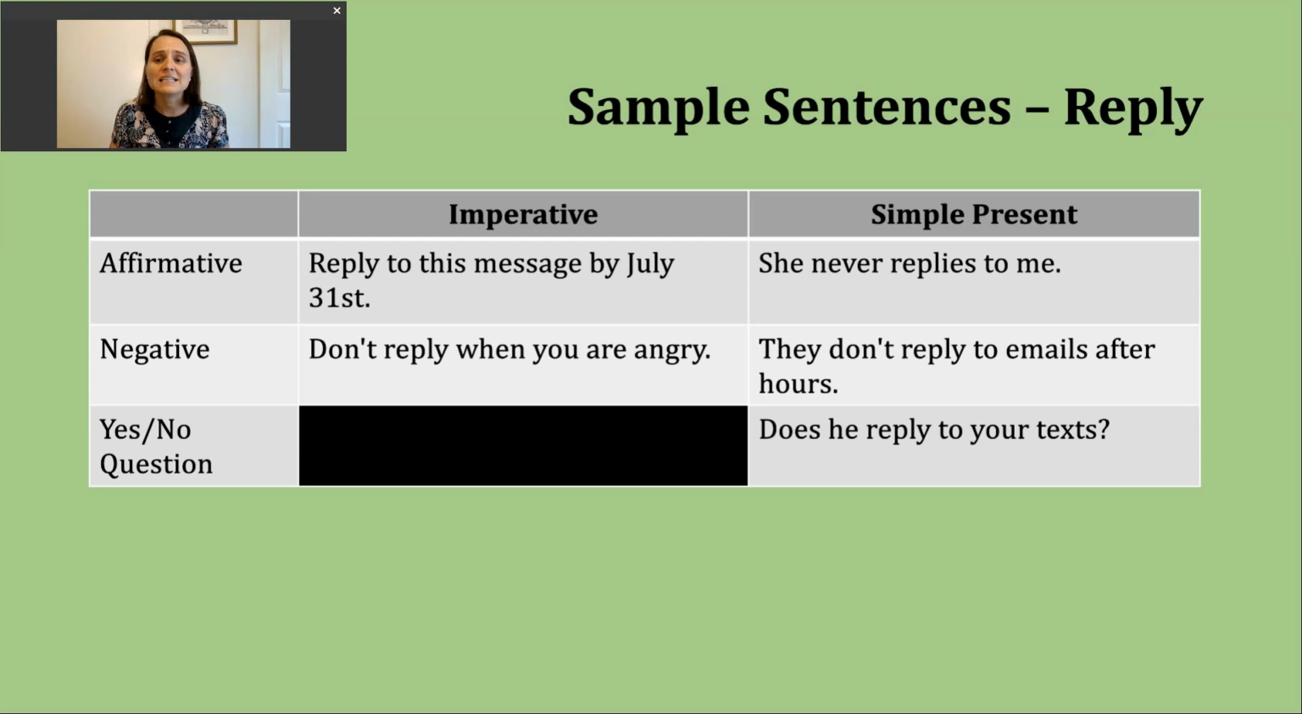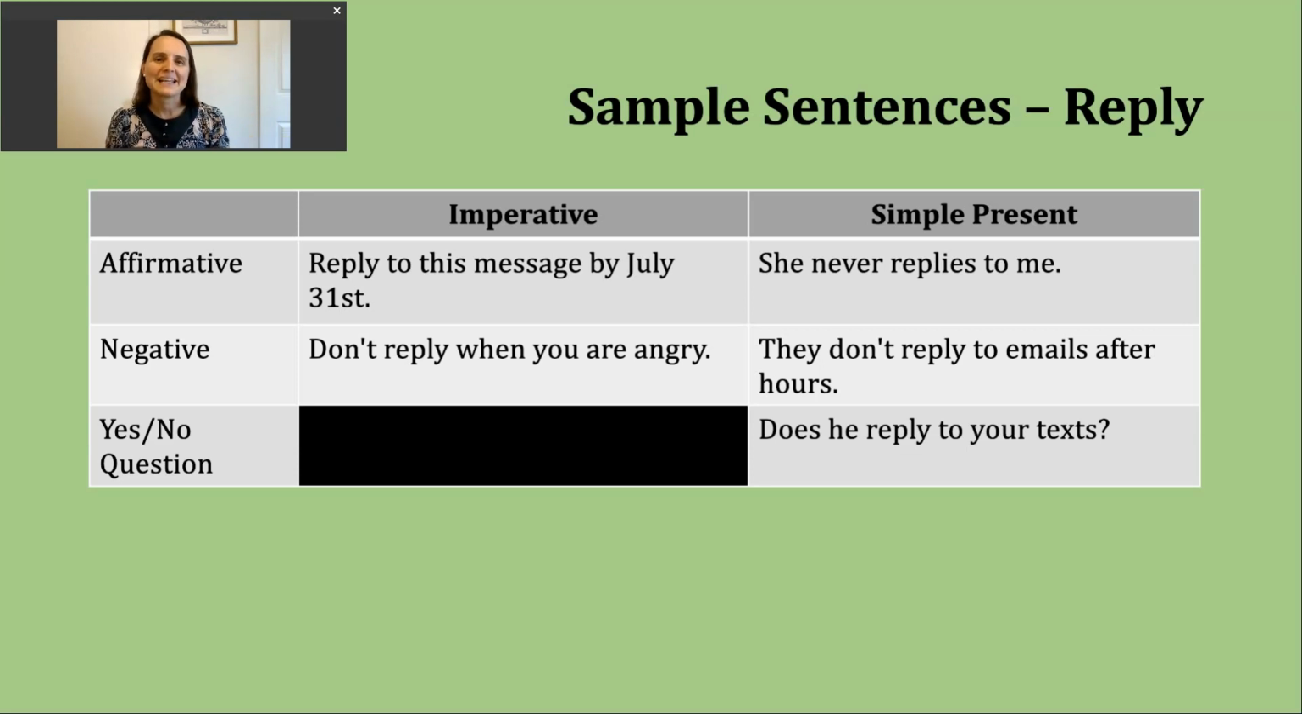They don't reply to emails after hours. So this might mean after business hours. Some organizations have policies to encourage more of a balance for their employees to have a life outside of work, so that they're not always on their phones responding to things. So here, their habit, their routine, or you can look at this also as a fact, you're not going to get a response at 6 o'clock, 7 o'clock, etc.